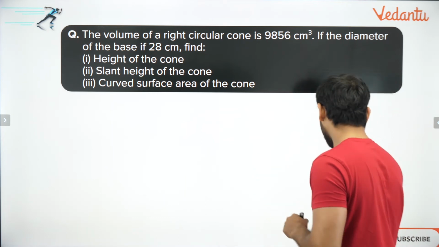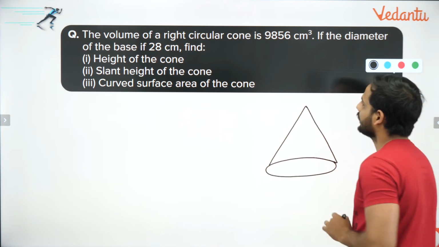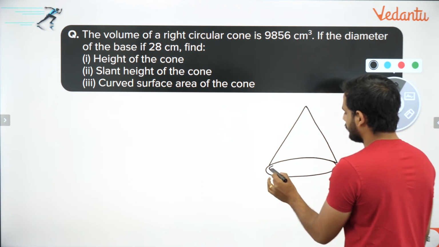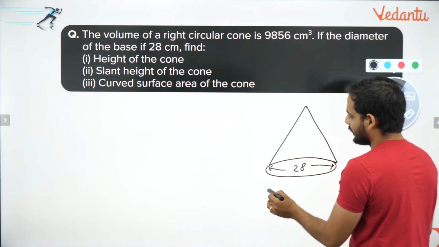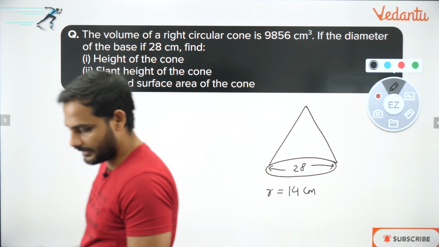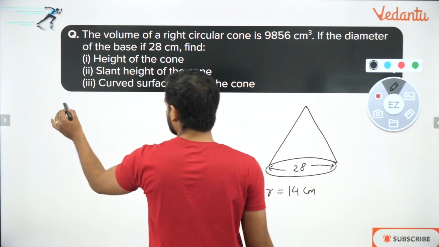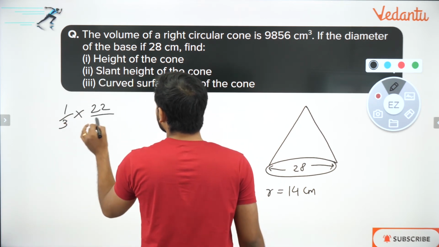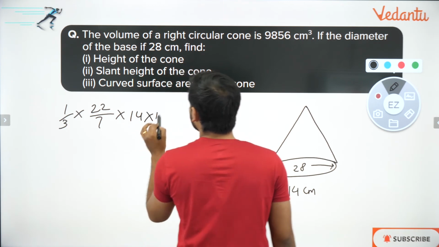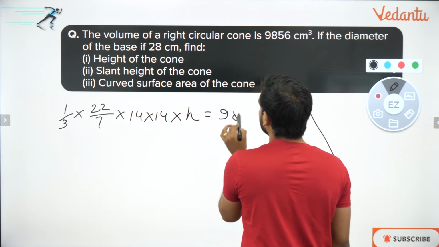Now let us understand what the question is telling you. The question is telling you that you had a cone. The volume of this cone is 9856 and the diameter of the base is 28. So if diameter of the base is 28, I can say radius will be 14 centimeter. Correct? Radius is 14 centimeter. And what is the volume of cone? Volume of cone is equal to 1 by 3 pi r square h. So 1 by 3 into pi into r square into h. So r we know is 14, 14 into 14 into h is equal to what is given, 9856.